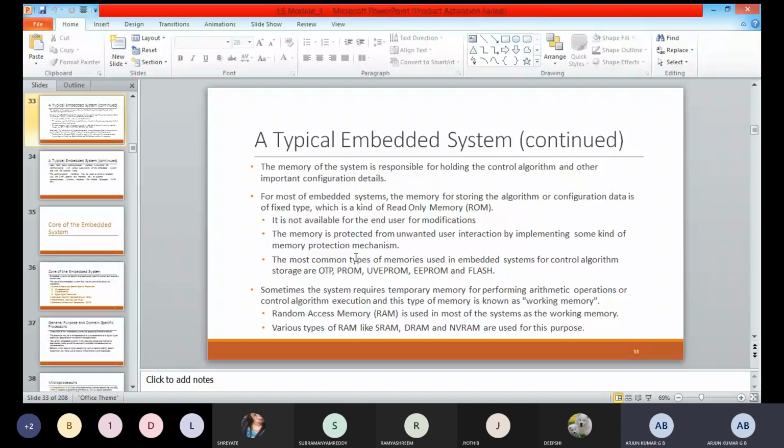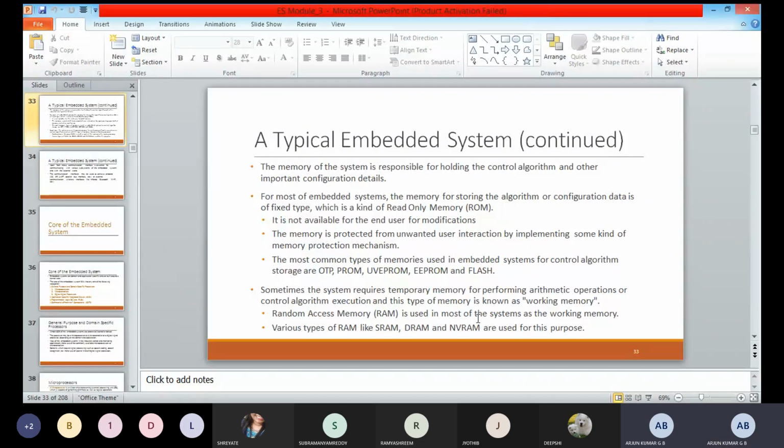Sometimes the system requires temporary memory for performing arithmetic operations or control algorithm execution, and this type of memory is known as working memory. In the same memory system, there is some temporary memory for performing immediate arithmetic operations or control algorithm execution, and this type of memory is known as working memory. Again, random access memory, RAM, can be used for the working memory.